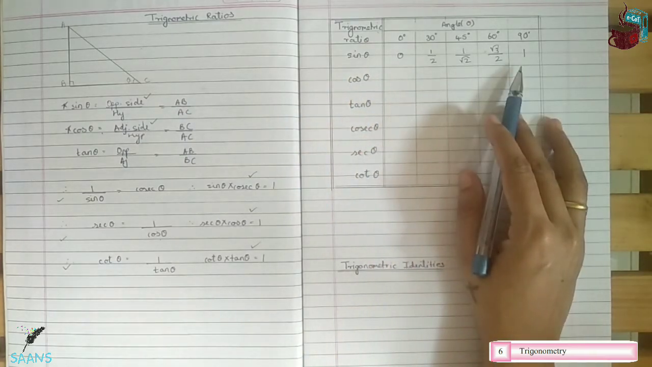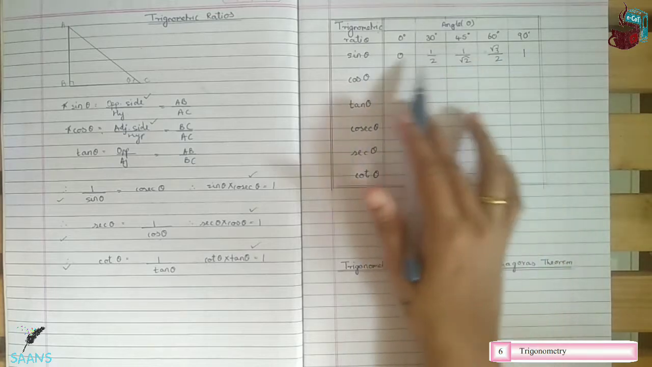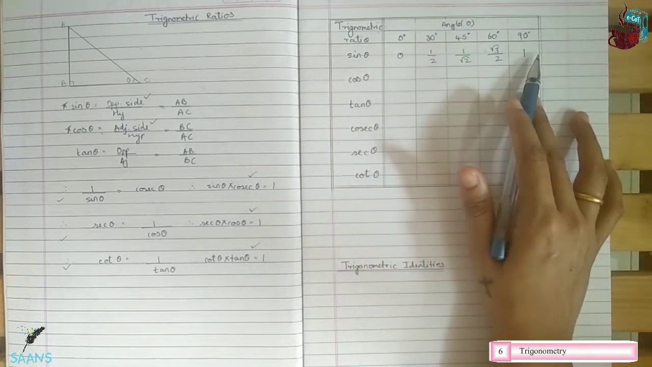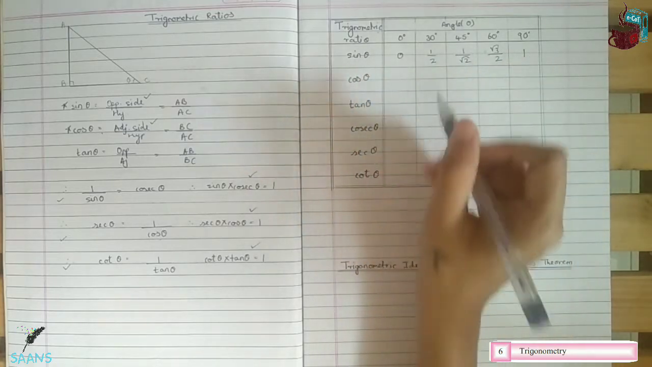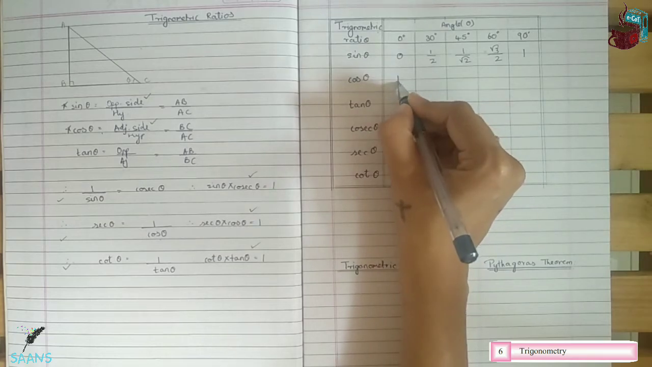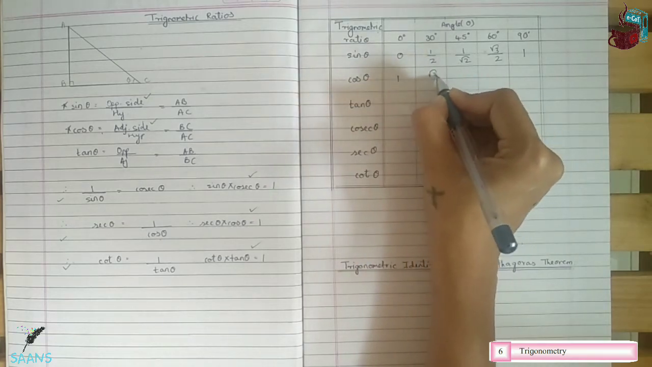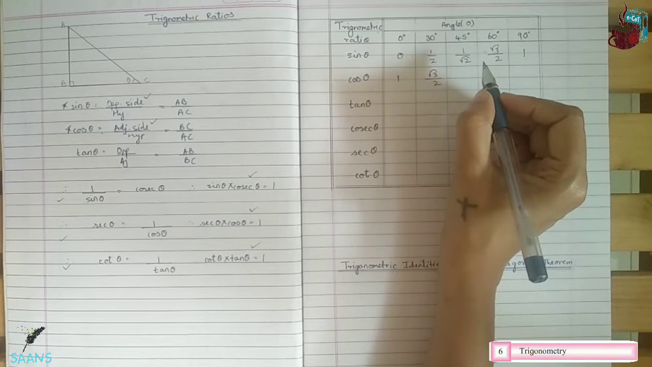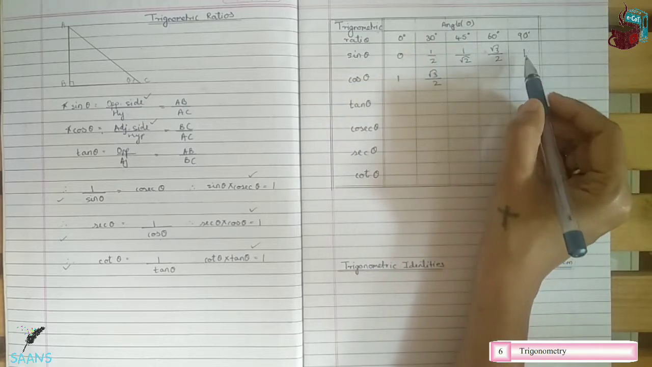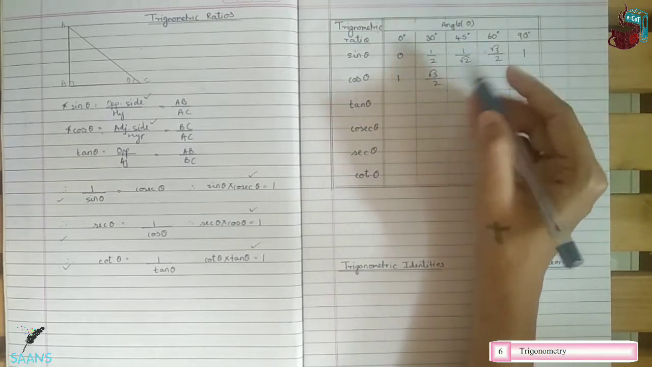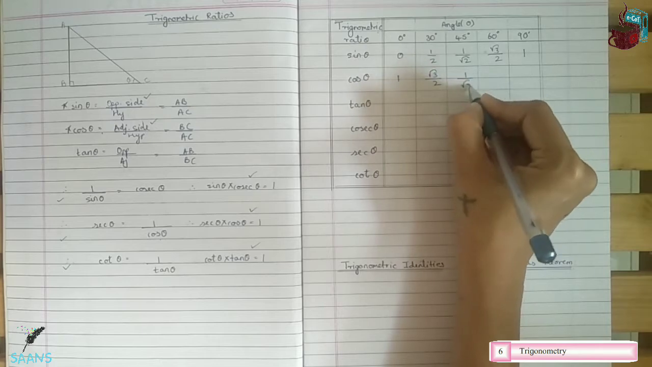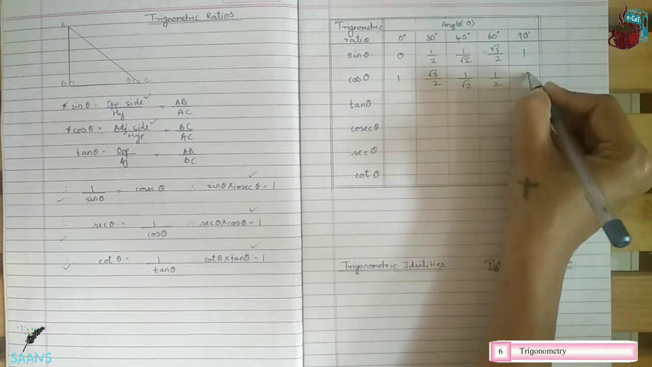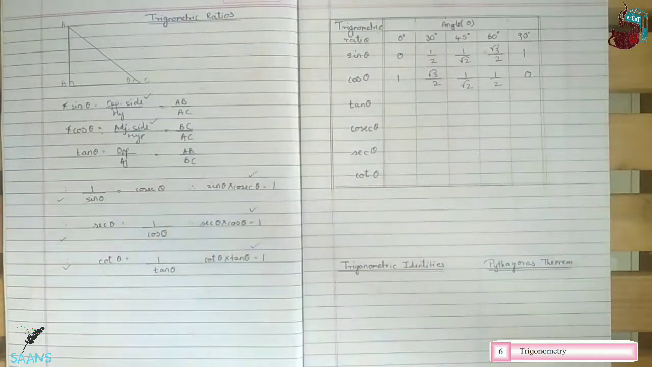After that, what you start doing is write it in reverse. Okay, so for sine you've got it by heart. Start writing it in reverse for cos. So cos of 0 is 1, cos of 30 is root 3 by 2, then cos of 45 is 1 upon root 2, 1 upon 2 and 0. So these are for your cos values.